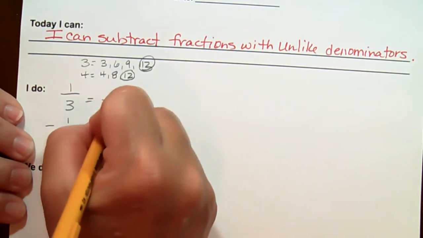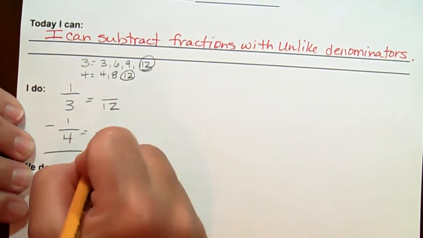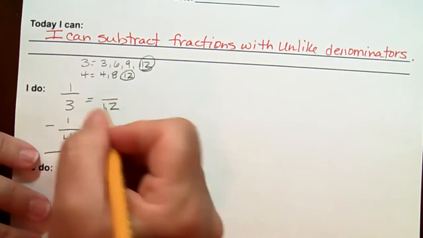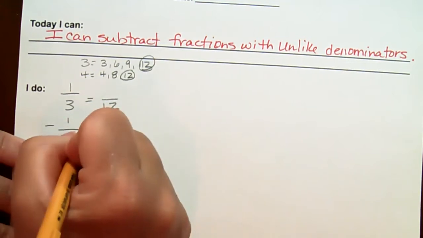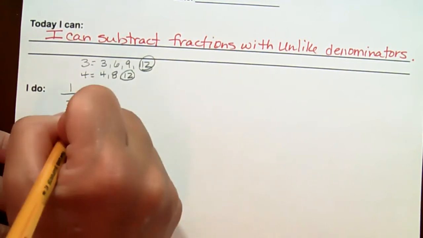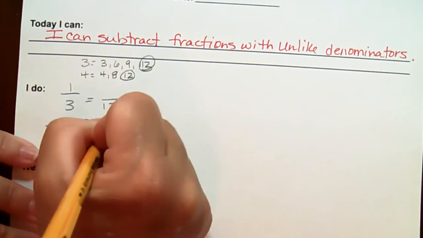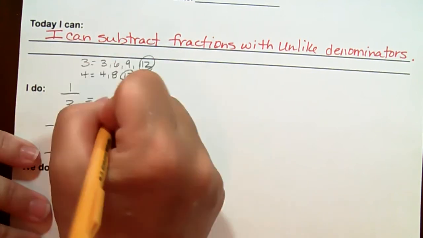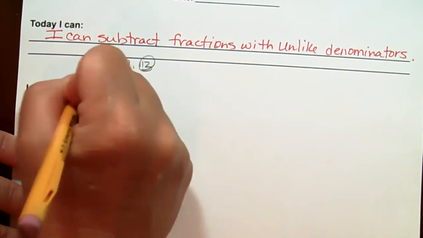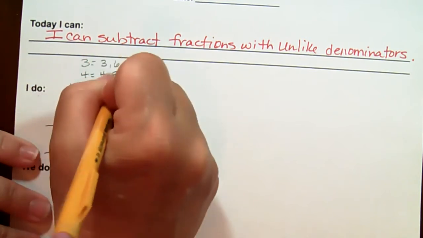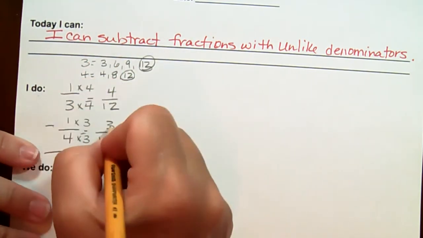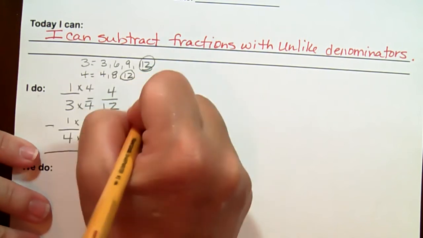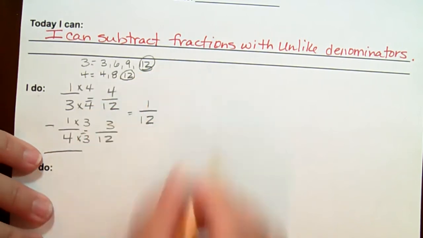So I'm going to come here and do 12. 4 times what is 12? And that's 3. 1 times 3 is 3. How many 3's are in 12? And it's 4. And 1 times 4 is 4. And 4 minus 3 equals 1/12.